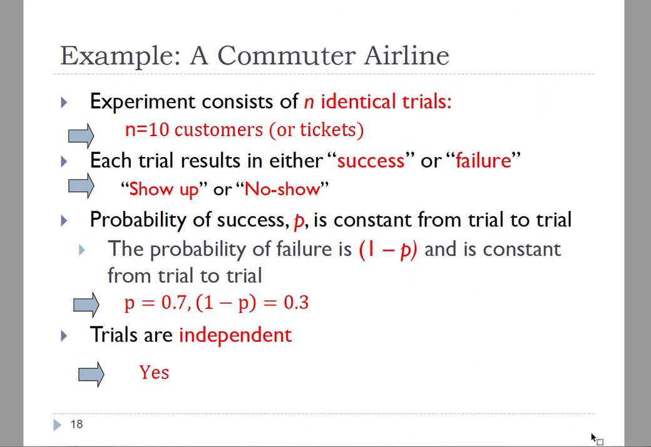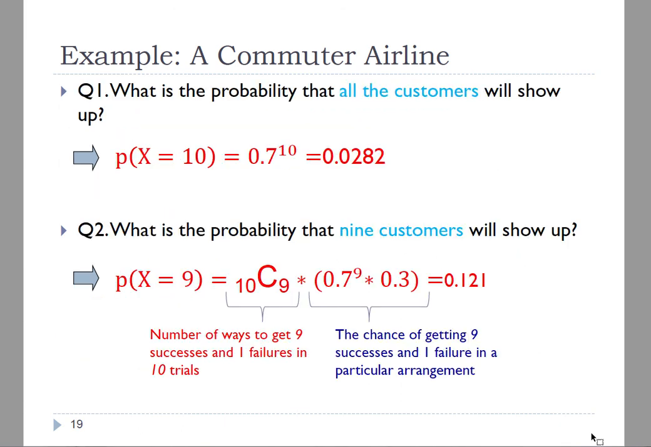Well, our experiment consists of, once again, n identical trials. So n is going to be our 10 customers or our tickets. Each trial results in either a success or a failure. They're either going to show up or not show up. And the probability of success, p, is constant from trial to trial. The probability of failure is 1 minus p, and is also constant. So our p is 0.7 and 1 minus p is equal to 0.3. Our trials are independent. Yes, it checks all the boxes.